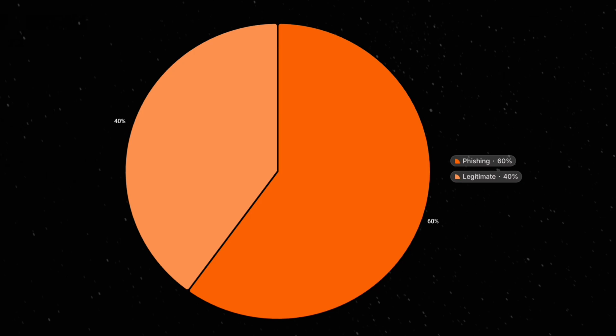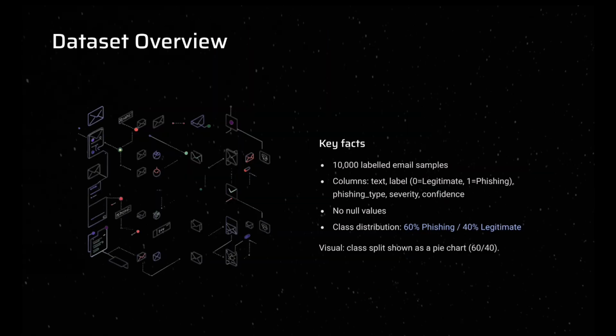This is considered a mild class imbalance. It means phishing emails are slightly overrepresented, which is actually realistic. In the real world, spam and phishing filters see more malicious emails than legitimate ones. We handled this imbalance during training by telling the models to pay equal attention to both classes.